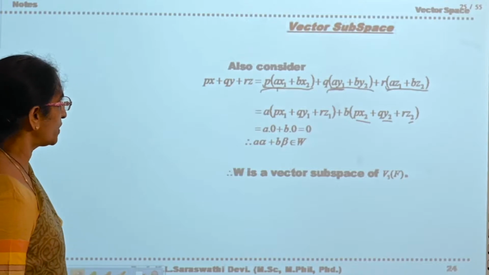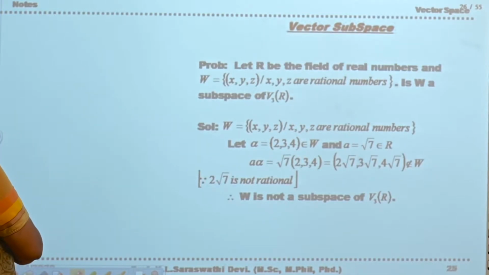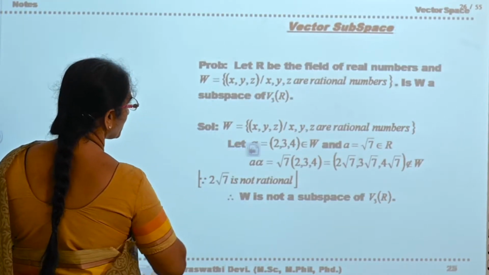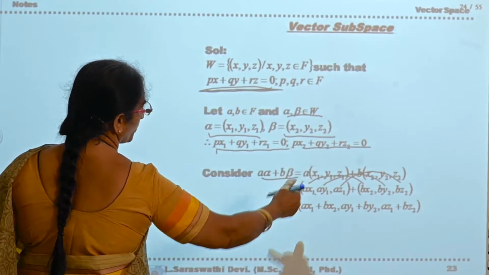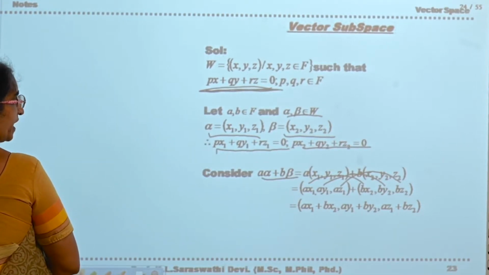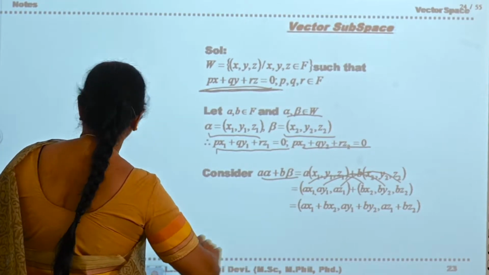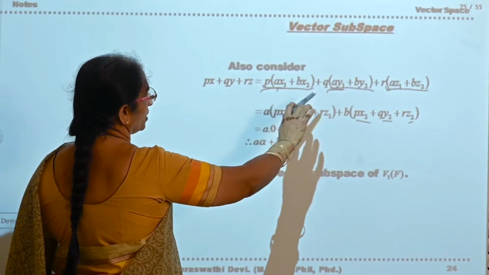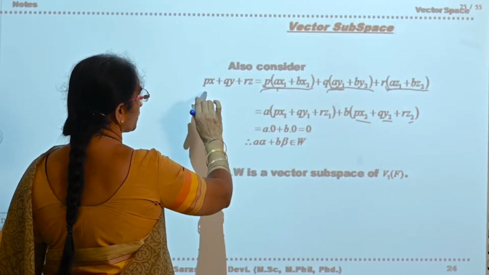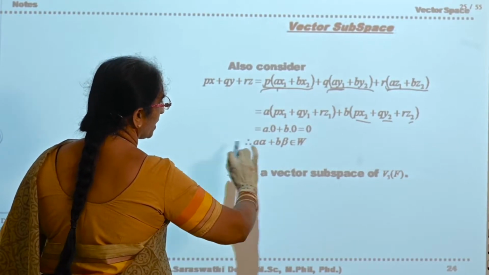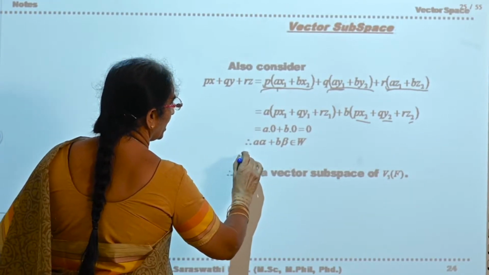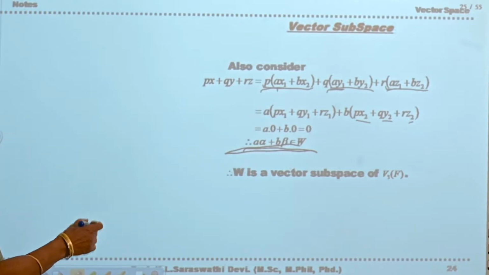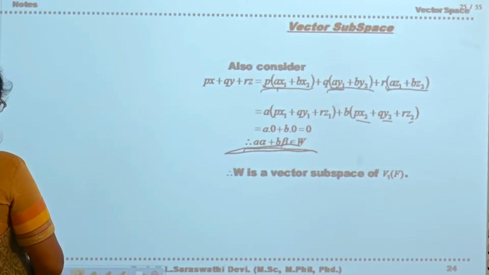But what is Px1, Qy1, Rz1? Already you have that, it is equal to 0. Is it? See here, Px1 plus Qy1 plus Rz1 is 0. Px2 plus Qy2 plus Rz2 is 0. So substituting these values, you will get A alpha plus B beta. The coordinates of A alpha plus B beta are satisfying this condition because Px plus Qy plus Rz is equal to 0. Therefore, A alpha plus B beta belongs to W. Therefore, by necessary and sufficient condition, W is a vector space of V3 of F.